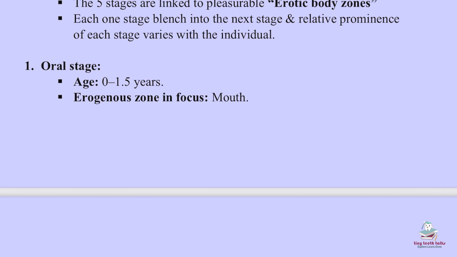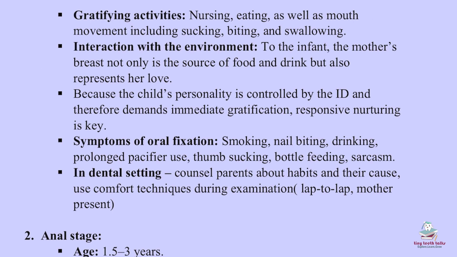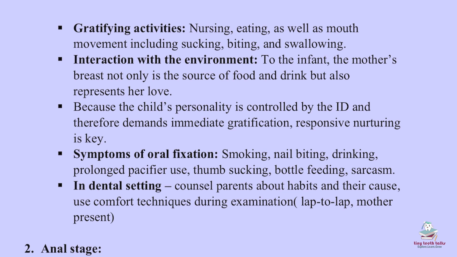Now the first is the oral stage, which is at the age of 0 to 1.5 years, and the erogenous zone in focus is the mouth. Gratifying activity means the babies get pleasure or comfort from this activity, so it's called gratification. These are nourishing, eating, as well as mouth movements, including sucking, biting, and swallowing. Interactions with the environment.